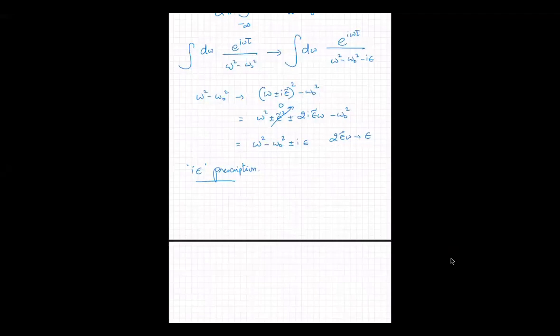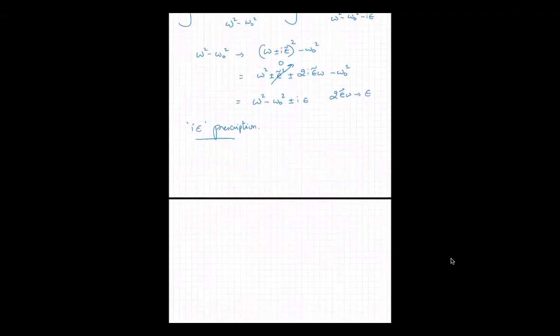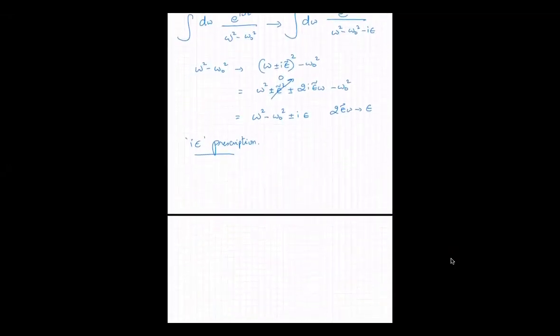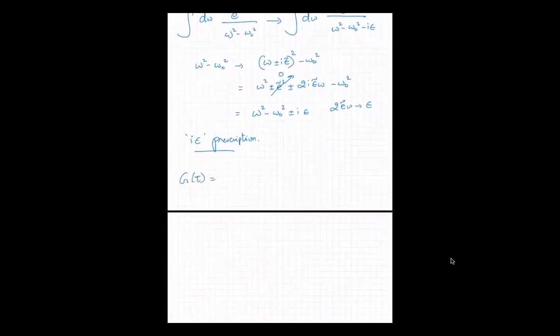Okay. It's called the I epsilon prescription. So let us actually go back and solve our Green's function. So g of tau is now given by minus 1 over 2 pi, integral of e to the I omega tau divided by omega square minus omega 0 square minus I epsilon. Are there any questions about any of this?